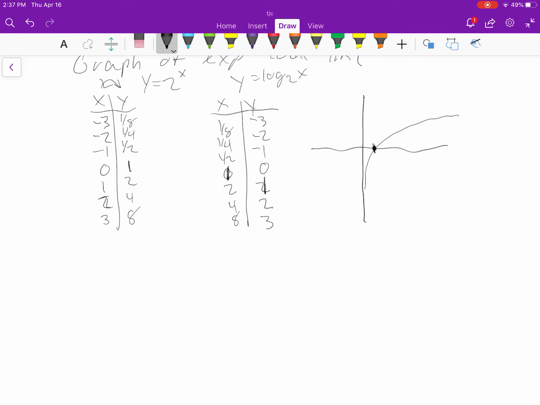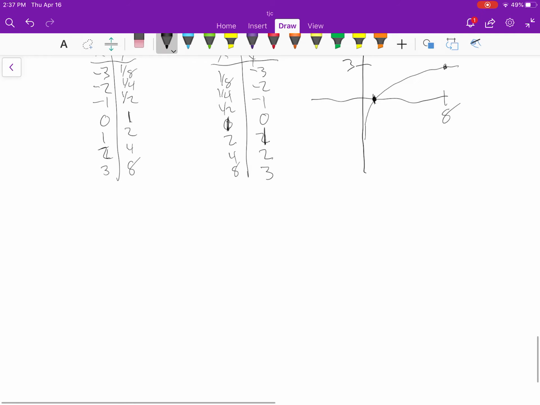And you can plot the points like this. This will be 3 here, and where it meets will be at 8. It'll match up when you switch the graphs here. All right, let's continue talking about graphs.